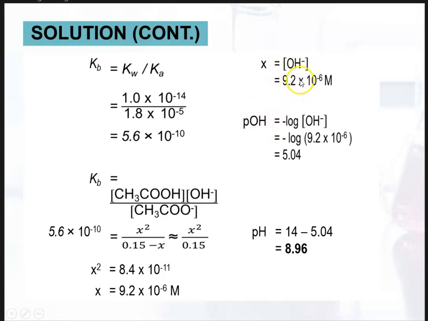Then from the OH, you calculate the pOH. Or from OH you can find H plus, and from H plus you can directly get the pH. Or you can also use OH, find the pOH. From this, remember pH plus pOH is equal to 14. Using that relationship, from the pOH of 5.04, you can find the pH value.